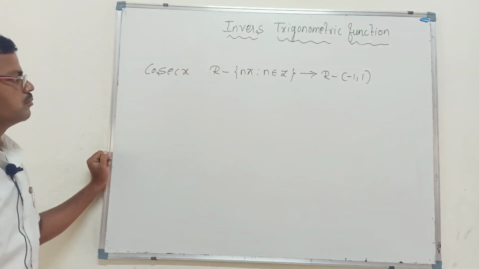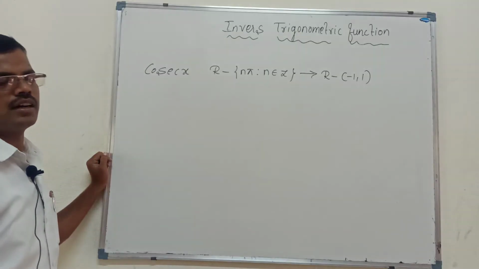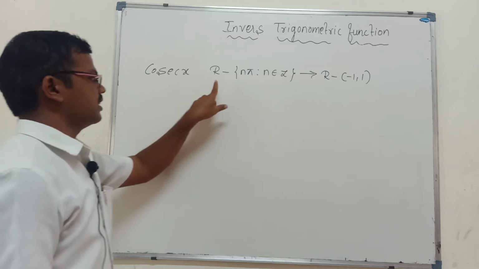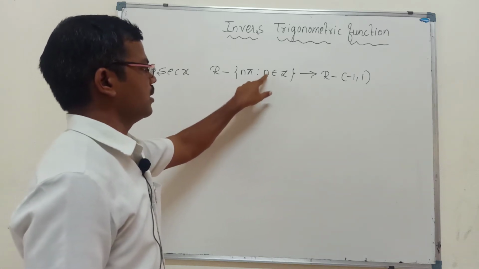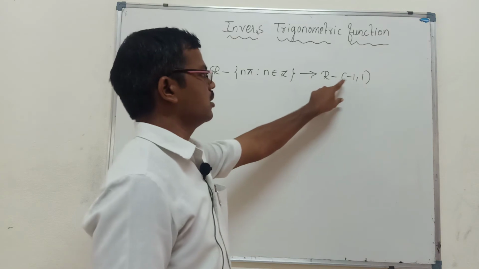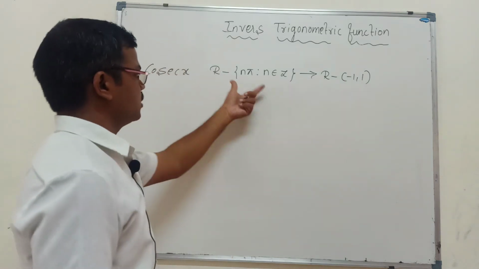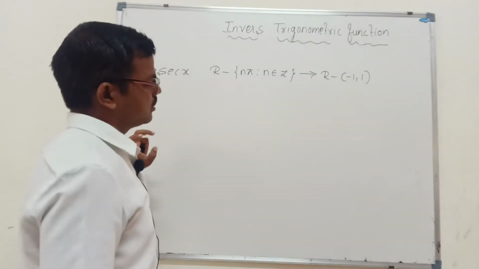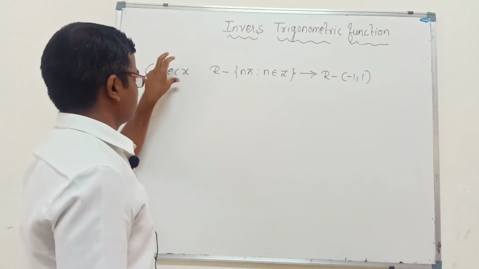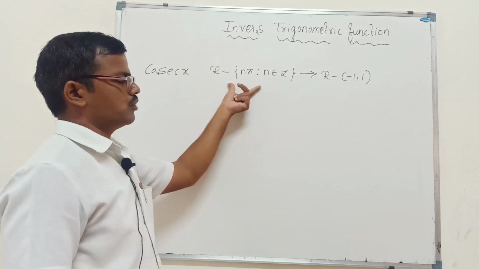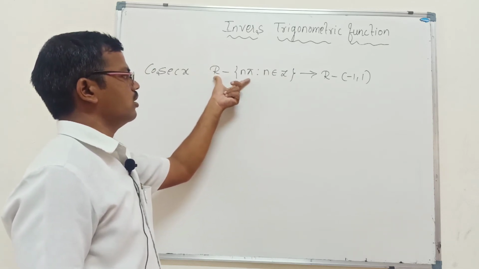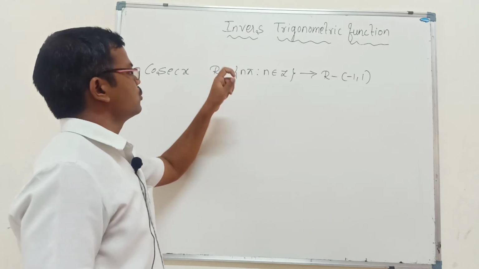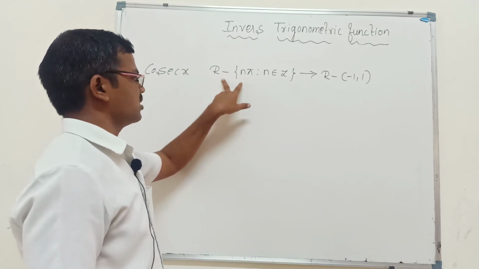So next we come to the last trigonometric function, cosec x. Its domain is R minus n pi, n belongs to Z, and range is R minus (minus 1 to 1). So this is the domain and range of our trigonometric function, the cosec. Now we have to study its inverse, so we have to confirm whether it will become one-one and onto. It will not be one-one in this domain, so we have to restrict our domain.